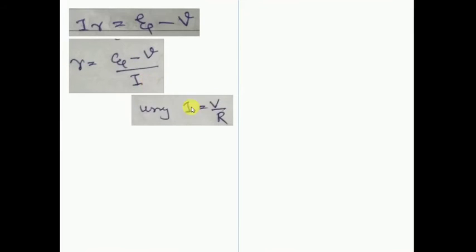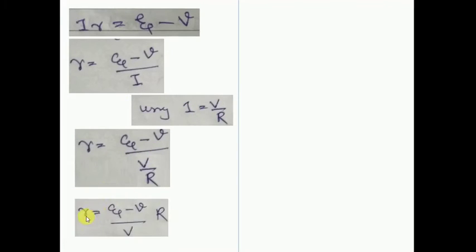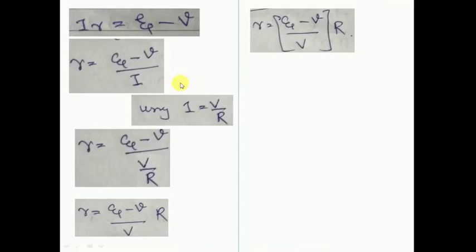Again using Ohm's law, I is equal to V by R, so this R will go up. Now this is the final expression, I guess. Yes, this is the final. So internal resistance is EMF minus V by V, these two V's are the same, into R. So this is the relationship between EMF, terminal potential, external resistance, and internal resistance.